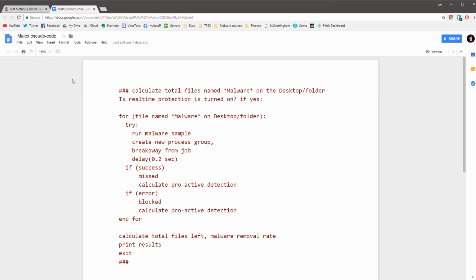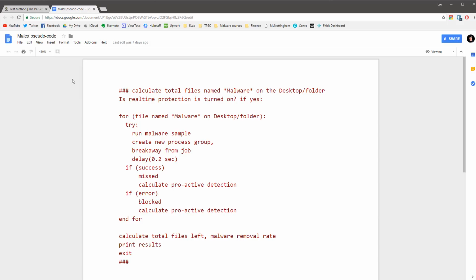I have a short delay of about 0.2 seconds. This is to simulate a more realistic case so that I'm not overloading the AV or the system. Then essentially we have an if loop that checks whether or not the task was completed successfully, and if it was, then it's counted as a miss. If the file fails to execute, it either means that the file's broken, it doesn't work on Windows, or it was blocked proactively, and in that case it is considered as a block. So yes, if a file fails execution, it is counted as a block and not a miss. So a product's proactive detection cannot be damaged by the fact that there are a lot of broken files in the folder that don't execute.